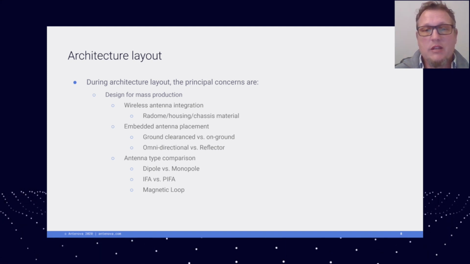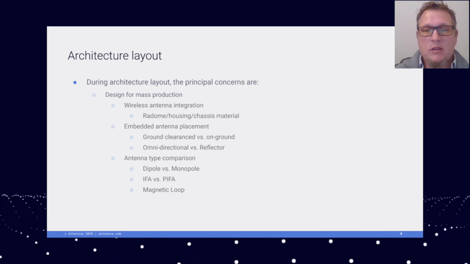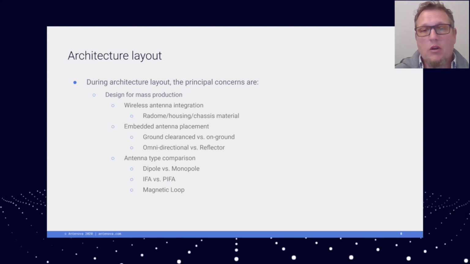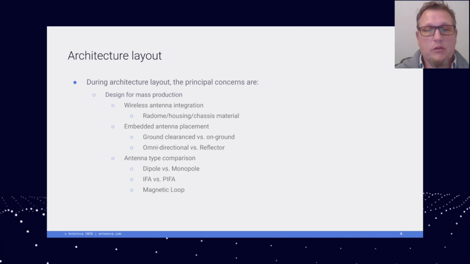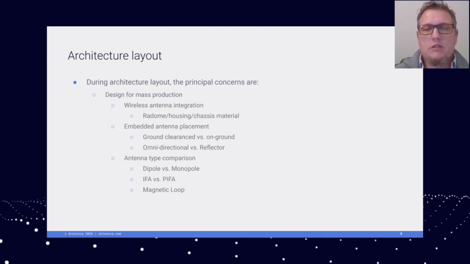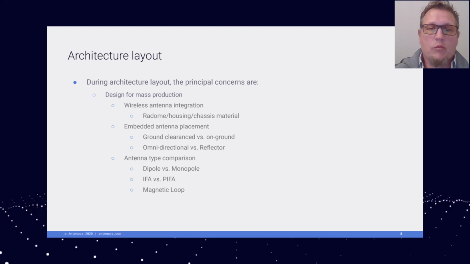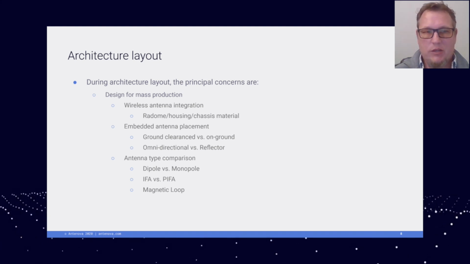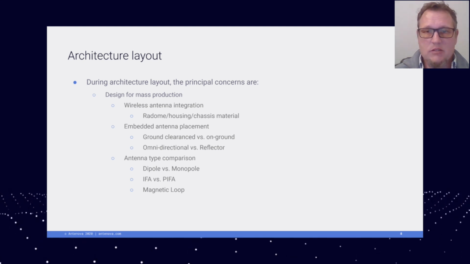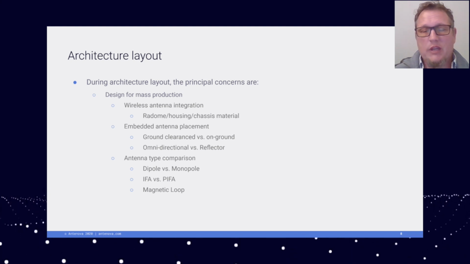There are antennas that require a ground clearance area underneath the antenna to operate properly, and there are also surface mount antennas that will work on a ground plane where you don't have to clear the copper layers out underneath the antenna. The difference in performance of these two antennas is that the ground clearance antenna will operate in a more omnidirectional or kind of a donut type radiation pattern, whereas the on-ground antennas tend to have a little bit of shadowing caused by the ground plane underneath the antenna.